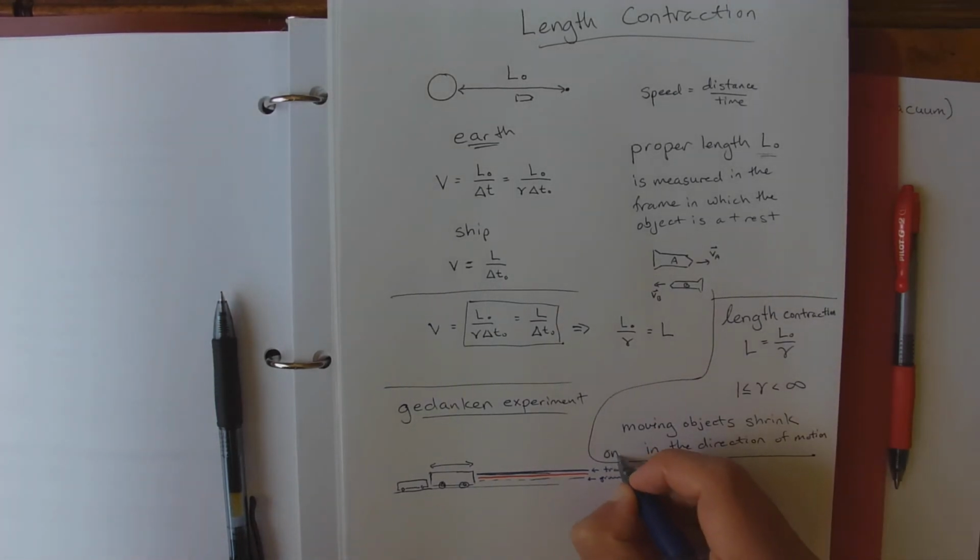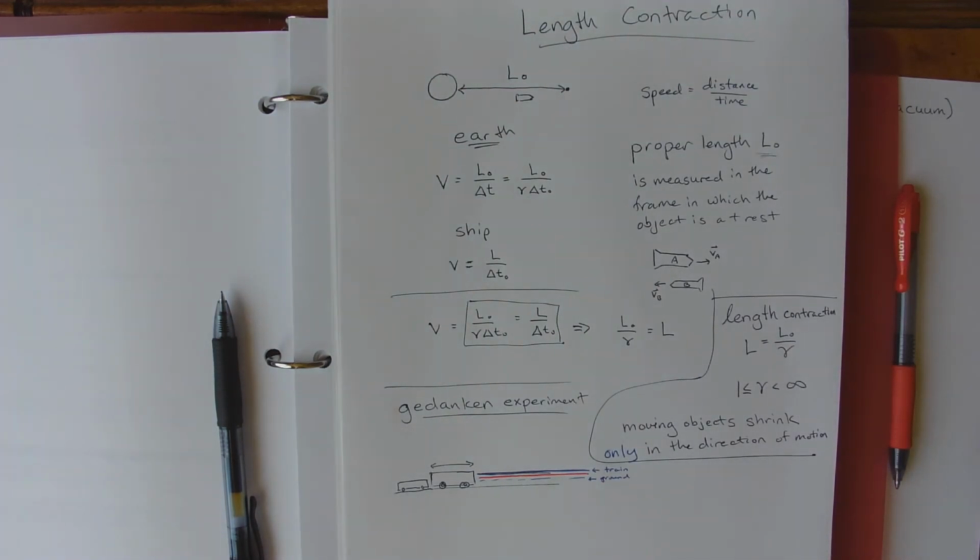So the train does not shrink in height, the fence does not shrink in height, and the moving objects shrink only in the direction of motion, because that's the only way to resolve the conflict that we have here. Okay, so moving objects are shortened in the direction of motion, and people are going to disagree on which object is shorter based on the reference frame that they are in.